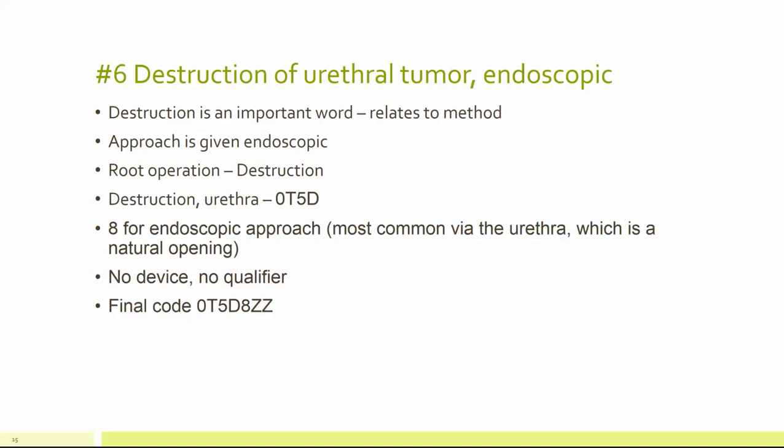We're given 0T5D in the alpha. We move to the 0T5 table. We have the body part value of D from the alpha index. We're going to choose our surgical approach. It was noted as endoscopic. It doesn't say it was done any other way. The most common way to get to your urinary structures is through your urethra. So we're going to choose 8 for endoscopic approach, natural opening, no device, no qualifier. Our final code is 0T5D8ZZ.